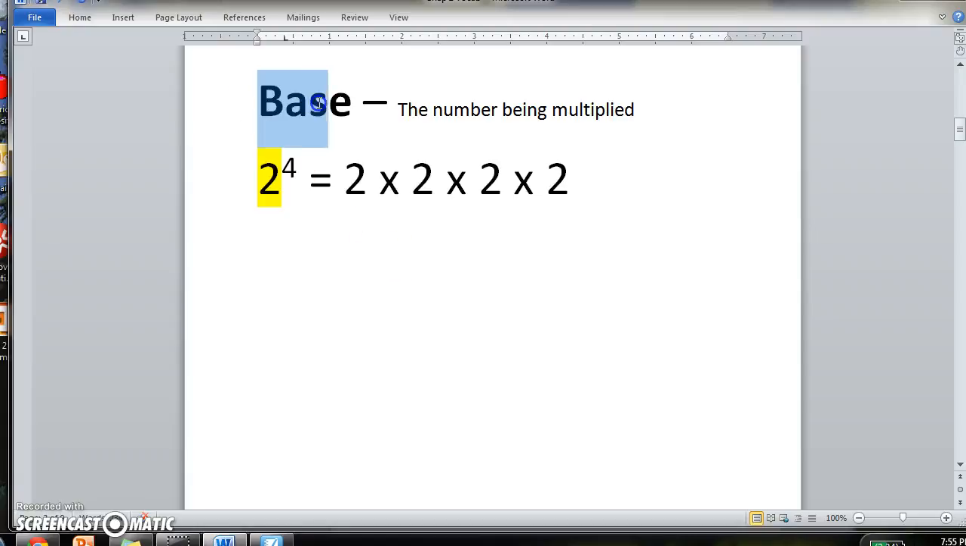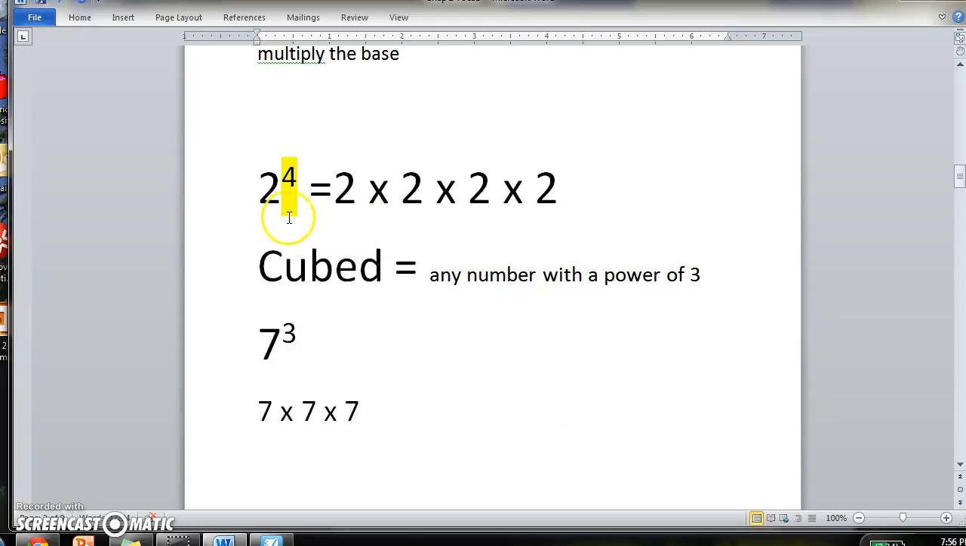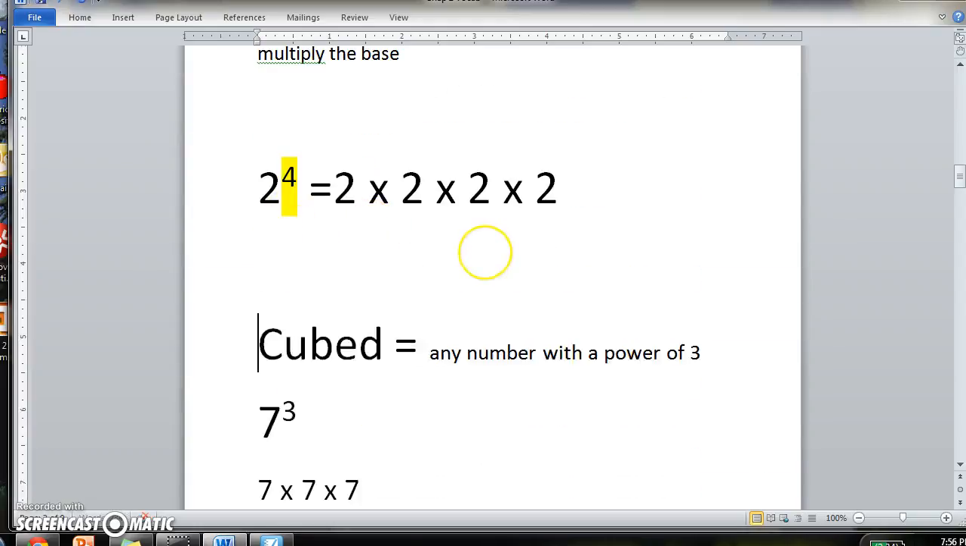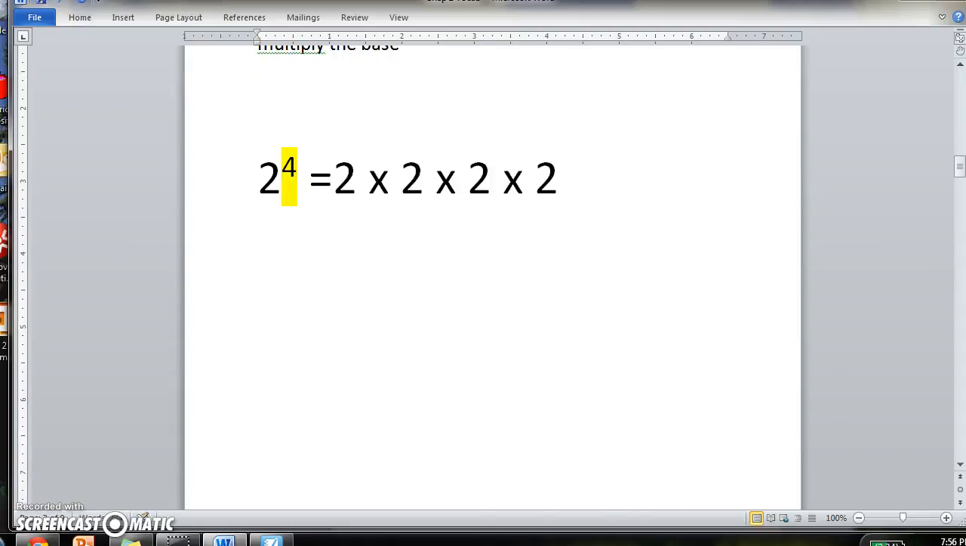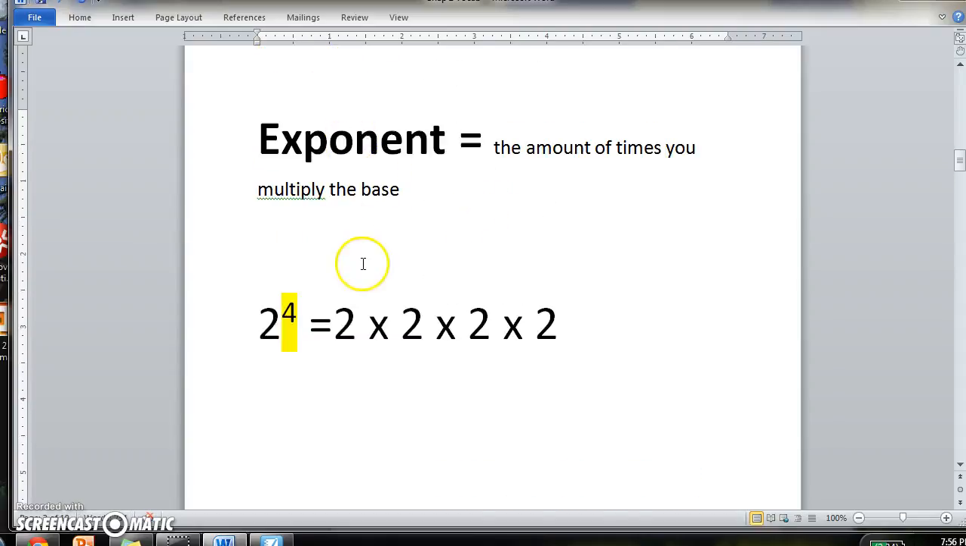Alright, so next we're going to talk about the base. 2 is the base number in this exponent here. So 2 is your base number. It's the number that gets multiplied 4 times. 2 is called the base, and the exponent, I'm going to take that back. The exponent is the number of times you multiply the base.